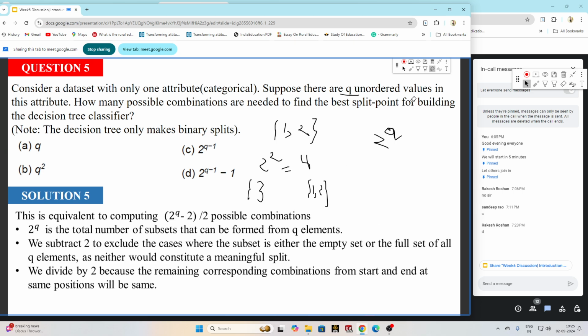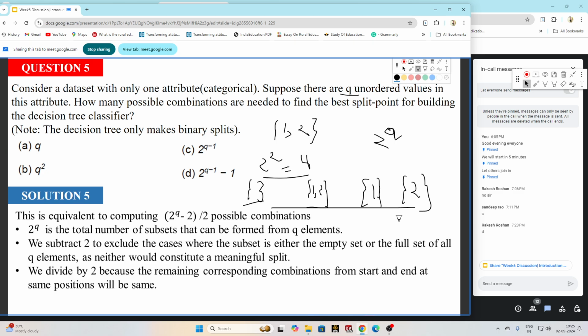Okay, so we have to make 4 subsets. We have 2 sets: one is the empty set, one is the full set. Now what are the other 2 sets? The other 2 sets can be {1} and {2}, right? So we have these 4 subsets. That is why it is 2 to the power q. So that is why it is 2 squared, that is 4 subsets you can make.